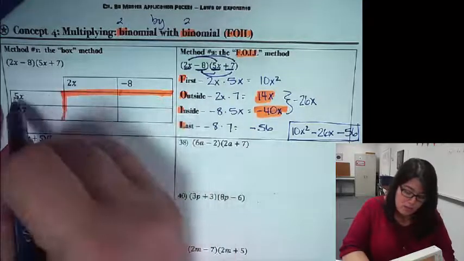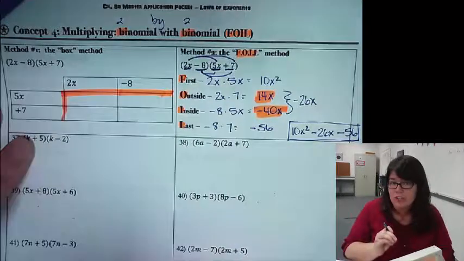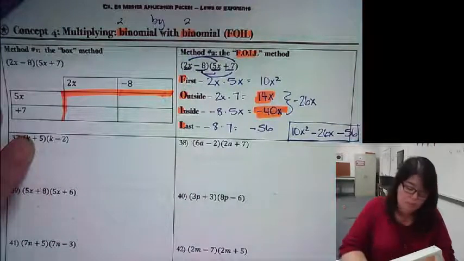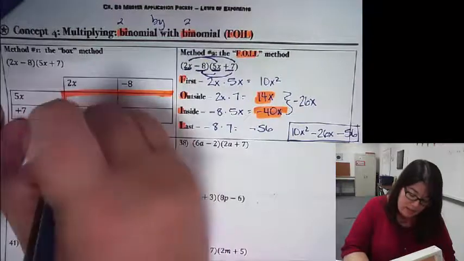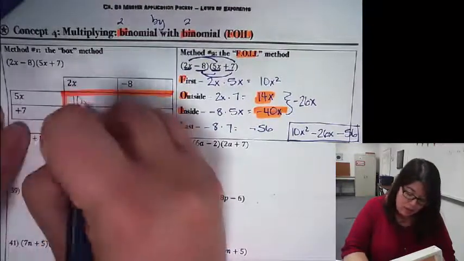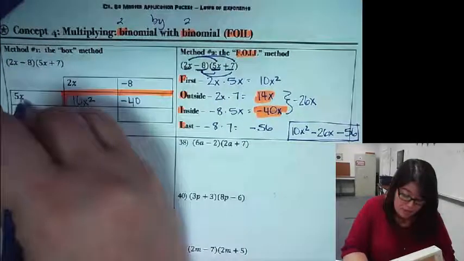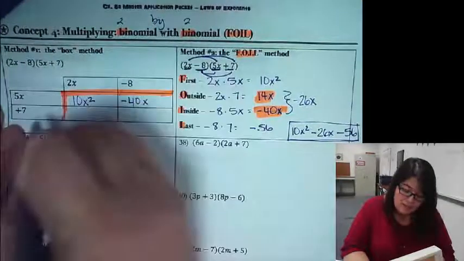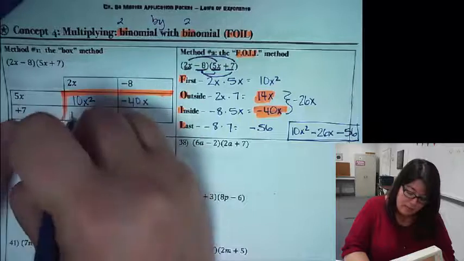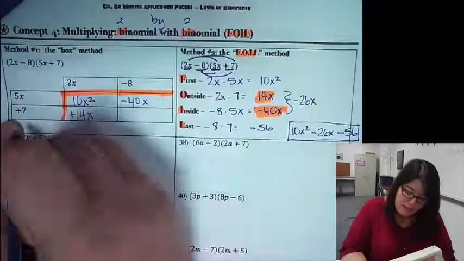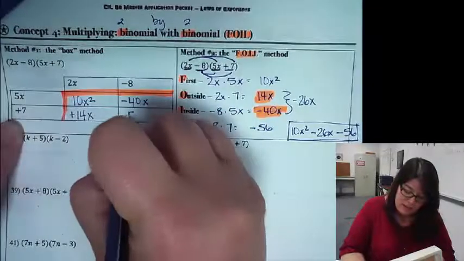So 5 times 2, remember we multiply our coefficients and add our exponents. That's how we multiply polynomials. So 5 times 2 is positive 10, x times x is x squared. 5 times negative 8 is negative 40, x times nothing is just x. Positive 7 times positive 2 is positive 14, and then there's nothing to multiply by this x, so it just comes down. And then 7 times negative 8 is negative 56.